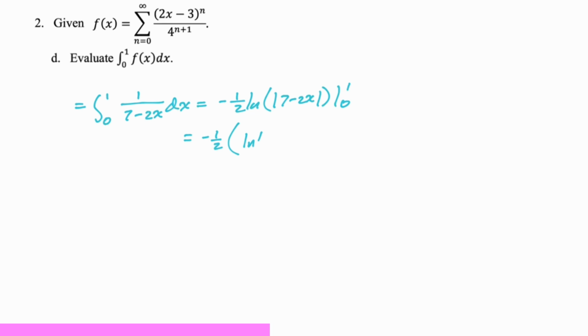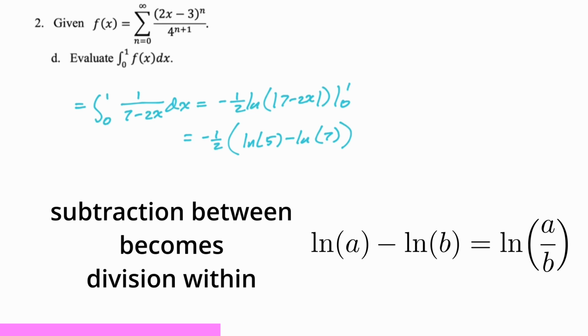So just -1/2 natural log of, when you plug in 1, you get 5. When you plug in 0, you get 7. So we could just leave our answer like this, which would be totally fine. Subtraction between natural logs becomes division within. So we could also say -1/2 natural log of 5 over 7.